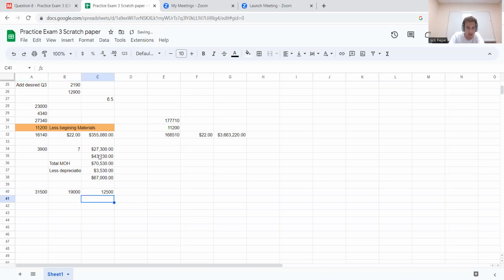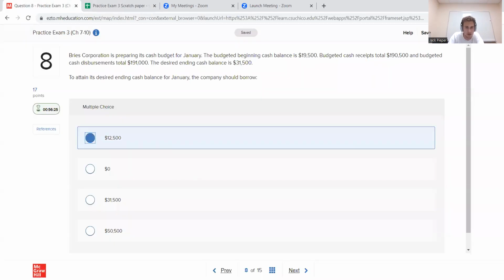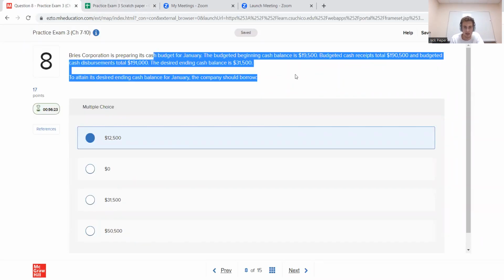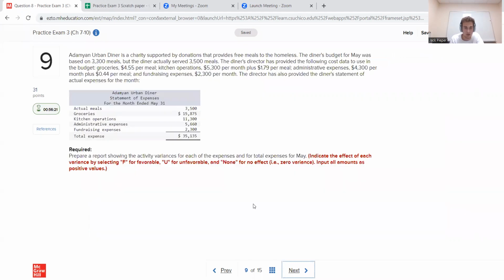And we will borrow the difference. We will borrow $12,500 to get to that desired cash balance. Cool.